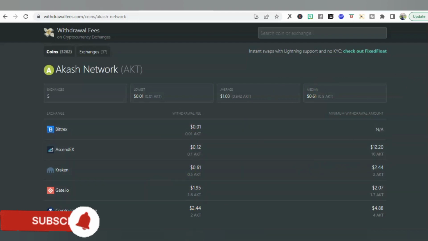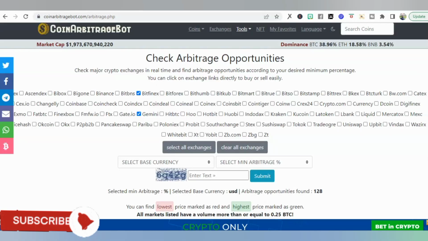But if you are doing arbitrage and the fee is very high, you need to put that into consideration. And there are ways in which you can go about it. Even if the fee is high, there's a way in which you can go about this. If you join my Telegram channel, I'm going to share this with you. So these are some of the things you need to put into consideration when doing this kind of arbitrage.